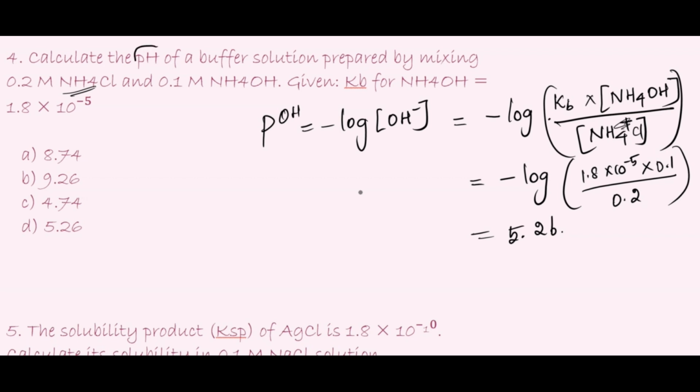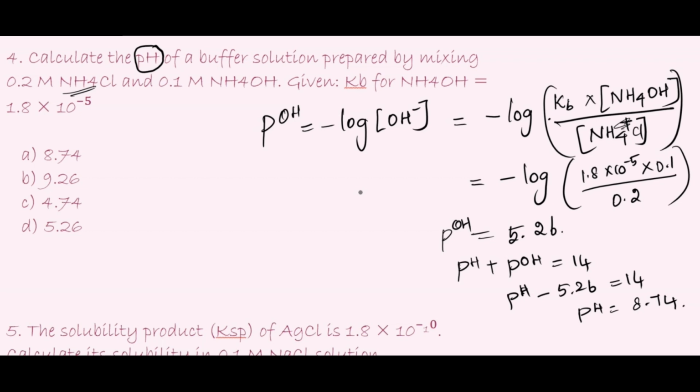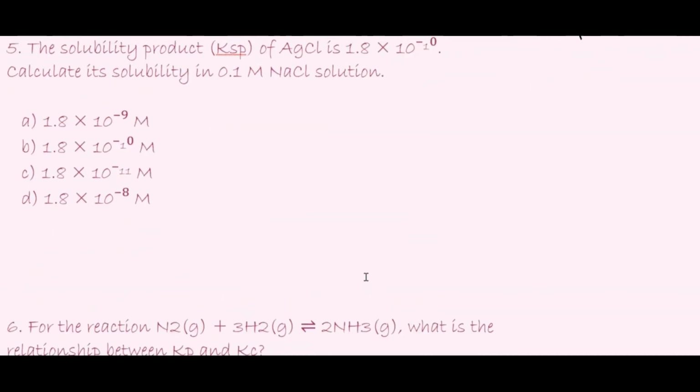They're asking for pH. I told you, right? Sometimes they will give you the base details and ask for the pH. So in that case, you have to use the formula pH plus pOH equal to 14. So pH we don't know, but pOH is 5.26. So pH will become 8.74. You can see 5.26 is also in the options. Mostly that will be there in the options, so you should be careful. 8.74. Then next question.